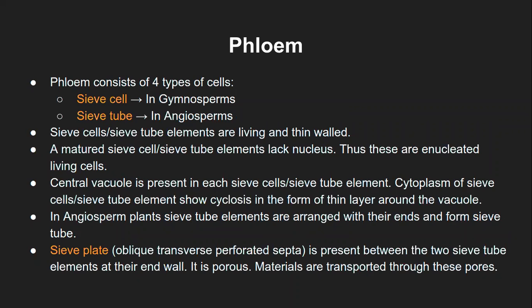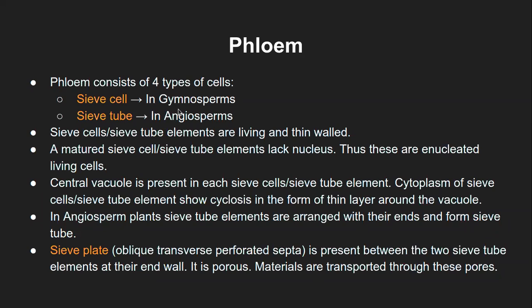These sieve cells or sieve tubes are the tube elements. Tube elements means these are tube-like structures which are living because their cells are living, and they are thin walled. Why would they be thin walled? Again, you can logically try to recognize this fact. They should be thin walled because there has to be certain transfer of material across the membrane of these sieve tubes or sieve cells.